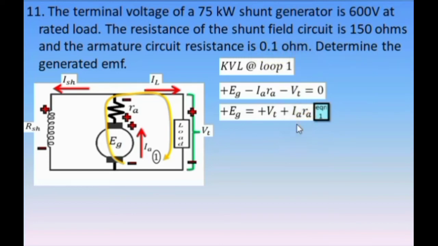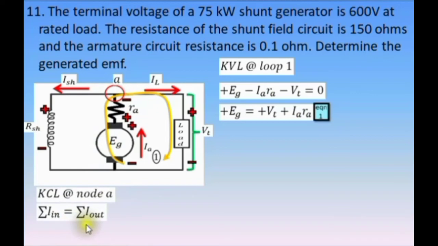Current IA is not yet given, therefore we need to determine its value. To determine its value, let's have this node, say node A. Kirchhoff's current law at node A: summation of current in equals summation of current out. IA is entering this node and IL and ISH are exiting this node. Therefore, we have IA equals IL plus ISH. Say this is equation number 2.